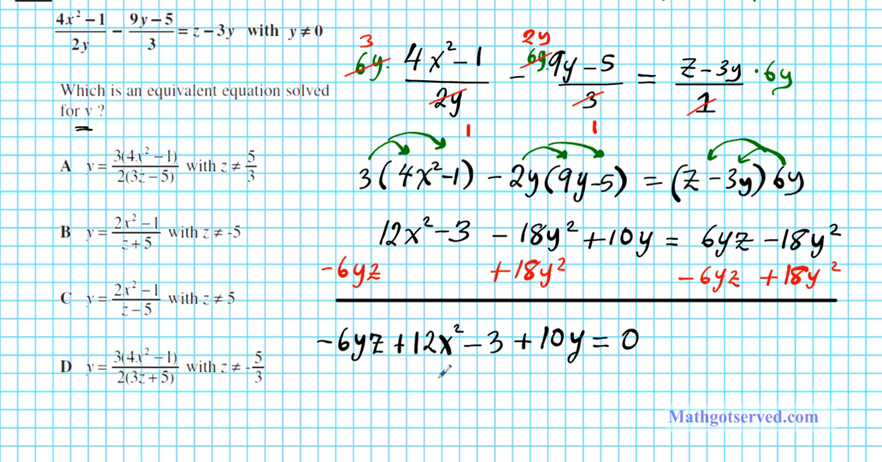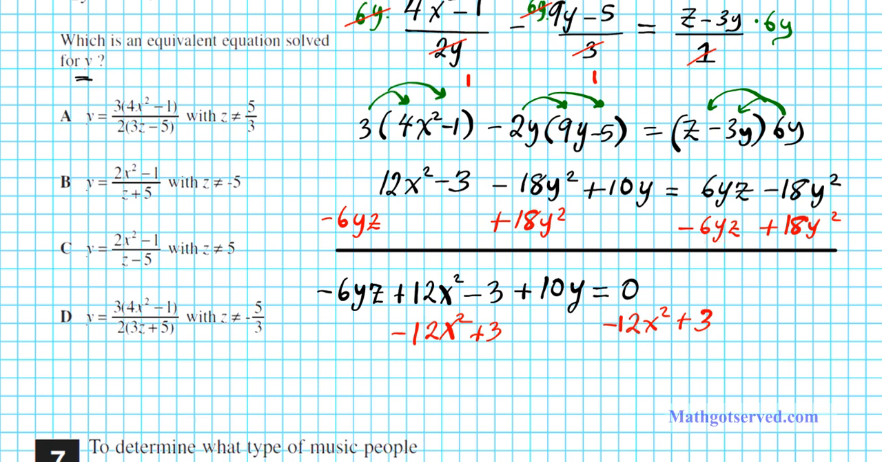Okay? Now, the terms without the y, let's move them to the right. How do we accomplish that? Subtract 12x^2 from both sides. And then add 3 to both sides. Why do we pick these two terms? Well, we picked these two terms because they do not have y's in them. Okay? Now we'll simplify that.